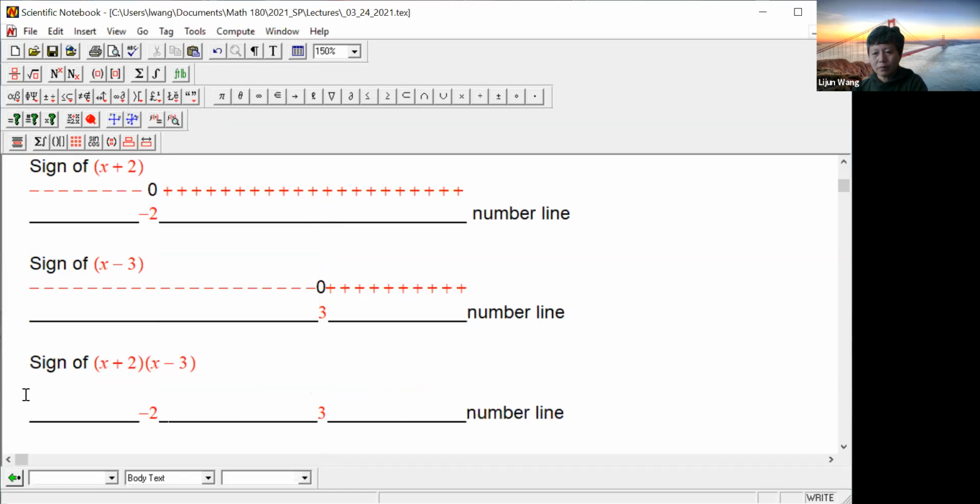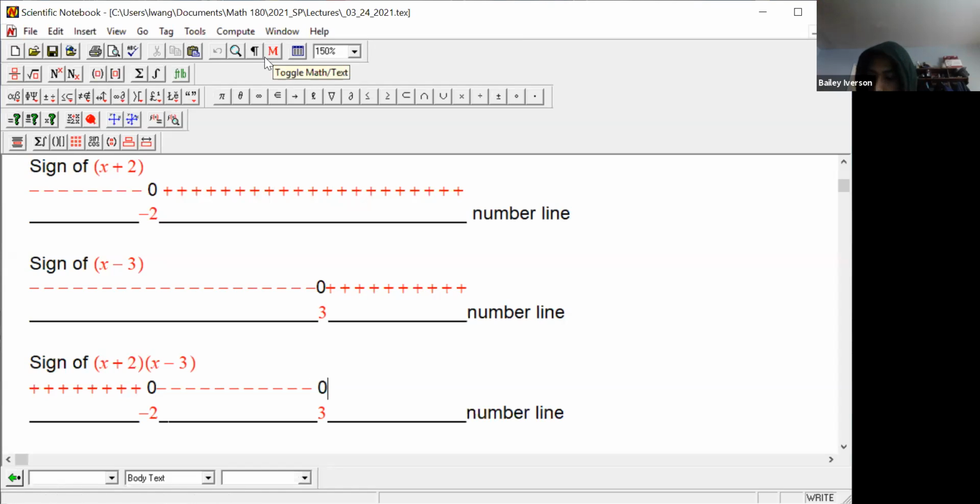I'm going to put the sign here, okay? So if we pick any number less than -2, the product will be what? Positive. At -2 it is going to be 0. Between -2 and 3 is going to be what? Negative. At 3 is going to be what? 0, right? Beyond 3 is going to be what? Positive.